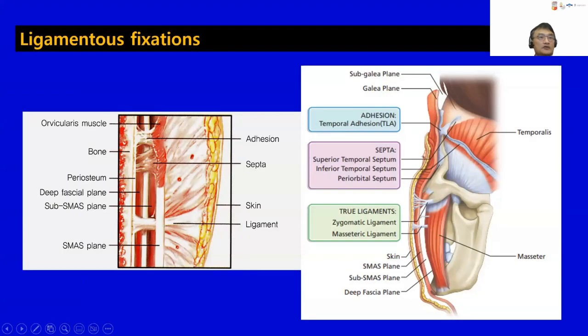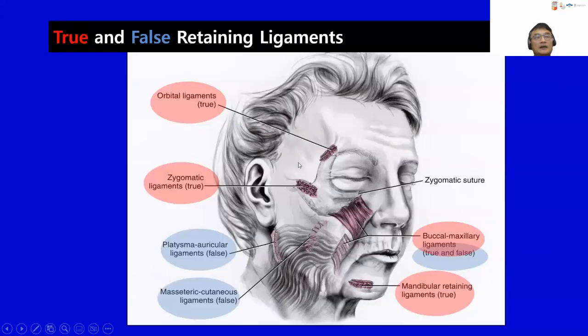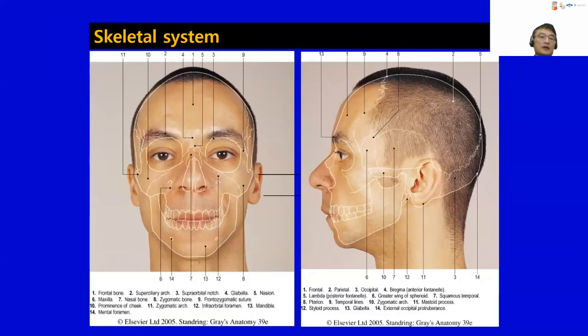Another important structure is the ligament fixation. It's located between two planes, the superficial and the deep fascia, and there are three kinds of ligament: the septum and the ligamentum adhesum. And as you know, there are two kinds of lateral ligament, the true type and the false type. True is connecting bone to skin, false is connecting skin to muscle. That's why I will talk about the importance of this ligament in the aging session.